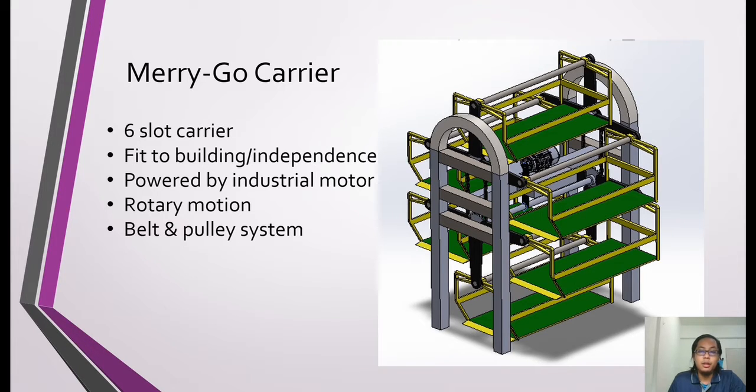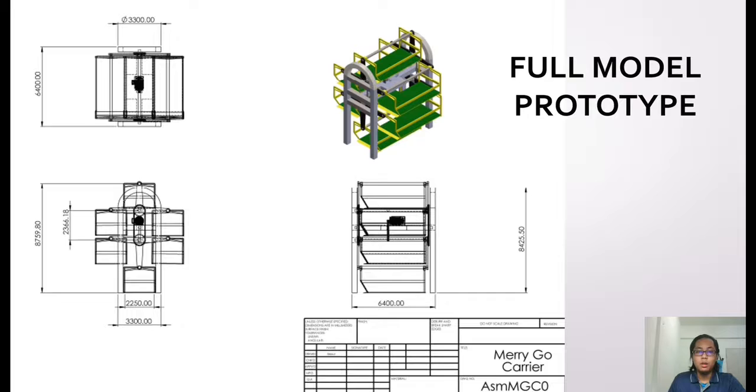And the general idea is that it is powered by an industrial motor at the center of the prototype, and that provides the rotary motion to the pulley system, which transmits the power to the chain system, and finally it will move the slotted carrier where we place the car. Okay, so this is the isometric drawing of the fully assembled prototype.